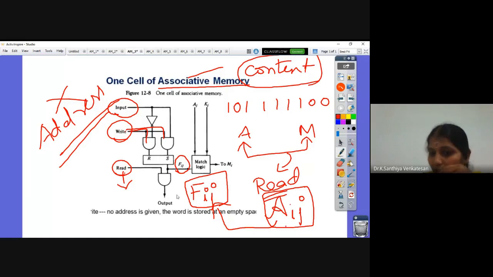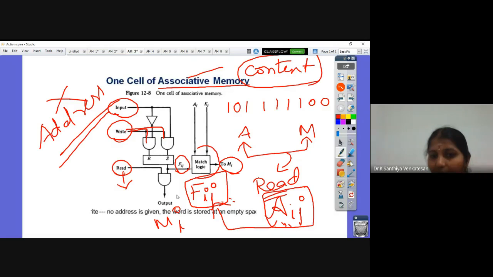Only if all the bits are equal will your Mi be set to 1. Then only the match bit in the ith word will be set to 1. In all the other cases, your Mi will be set to 0. Is it clear now? So this architecture represents one set.